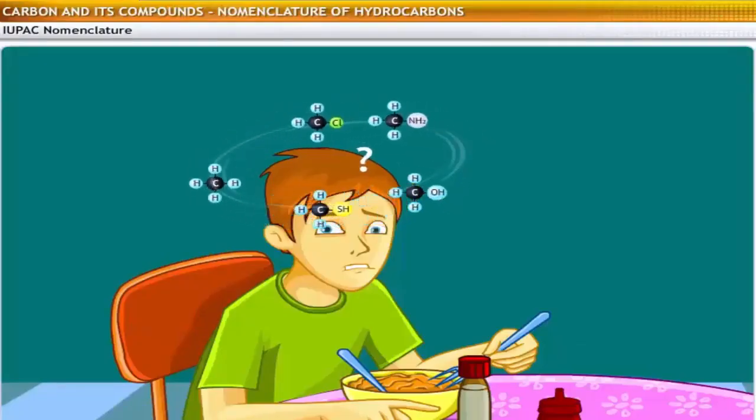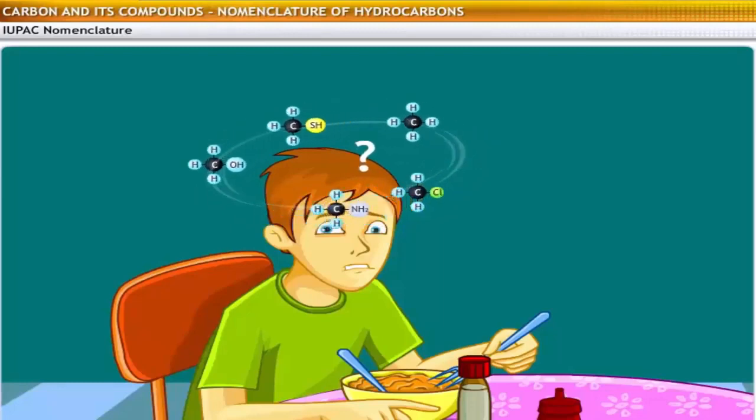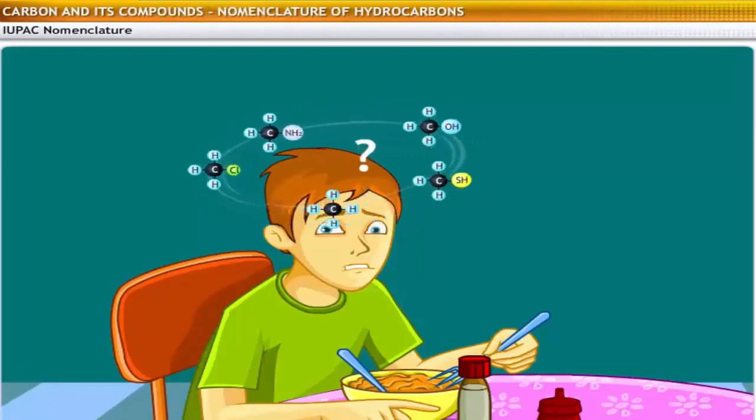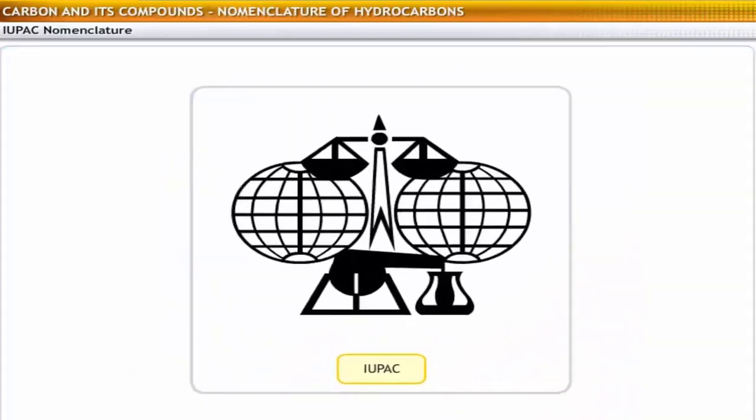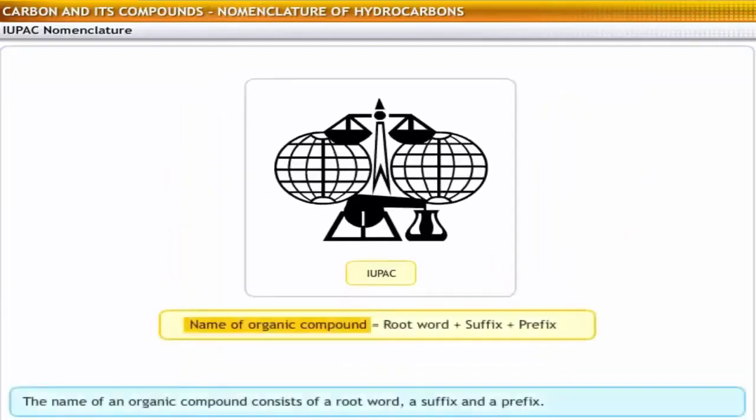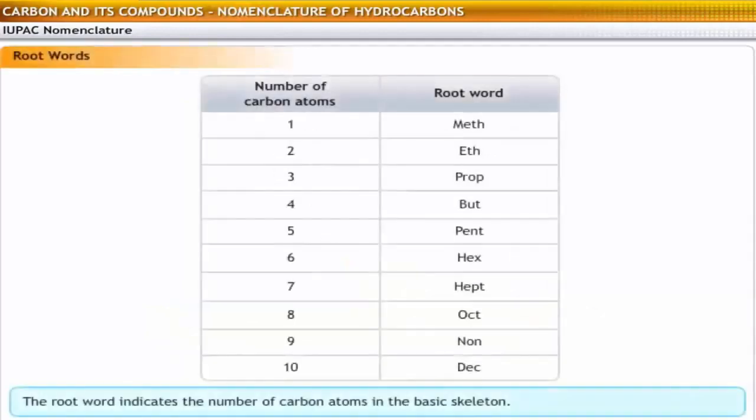Since we have such a large number of organic compounds, remembering each individual name is next to impossible. This is why a rational system of naming carbon compounds was developed. It was modified by the International Union of Pure and Applied Chemistry, IUPAC, and is followed all over the world. According to the IUPAC system of nomenclature, the name of an organic compound consists of a root word, a suffix, and a prefix. The root word indicates the number of carbon atoms in the basic skeleton.